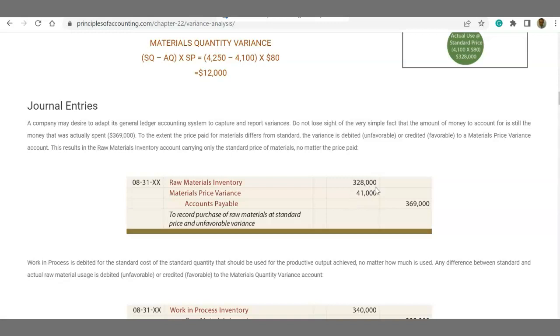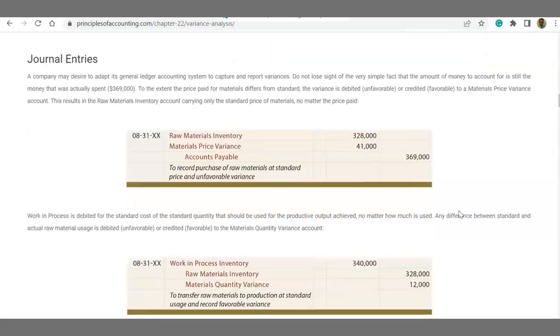The rest goes in material price variance as an unfavorable situation, extra spending for the material. And accounts payable will be $369,000. This way, always your raw material inventory is showing the standard cost of the raw material, no matter what.